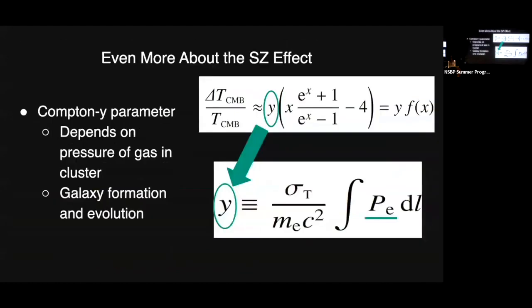The other part of that equation you may have noticed is the parameter y, called the Compton y parameter. What's important to point out is that it depends on pressure. That gets at why the SZ effect is so useful for cosmology: if you can figure out the way in which the temperature of the CMB has changed, you can figure out the pressure of those galaxy clusters, which can tell you a whole lot about the way those galaxy clusters have formed and evolved. So that's really cool and really useful.